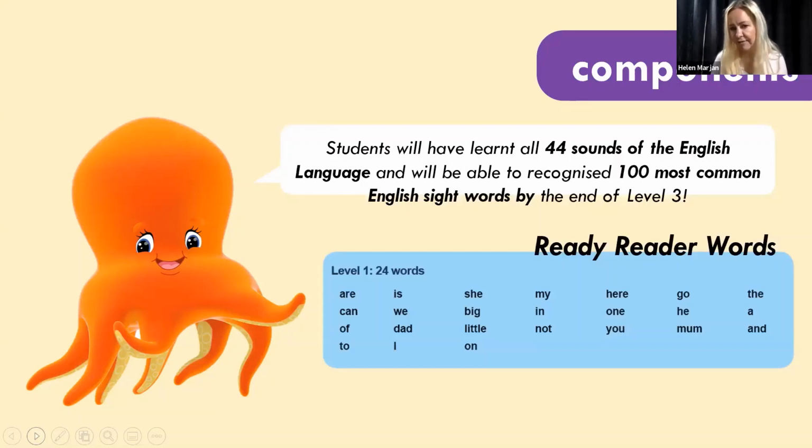By the end of level 3, the children will have learned and practiced and be able to recognize the 100 most commonly used words in the English language. And these words make up 50% of all written print. So if children can recognize these 100 words just like that, then they will already be well on their way to becoming fluent readers. Okay, so this is all embedded within the program.